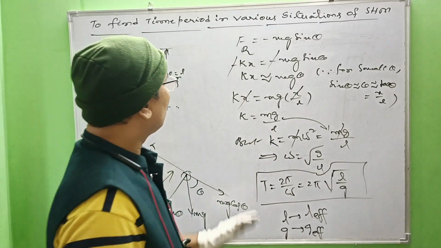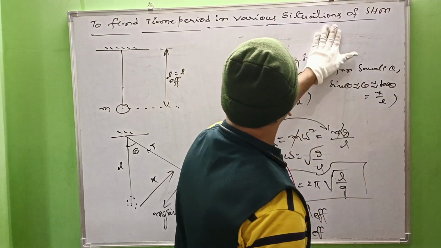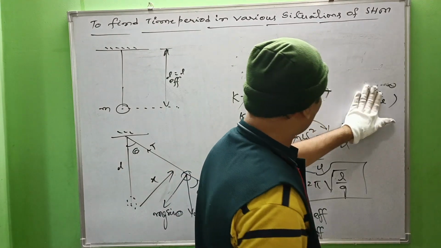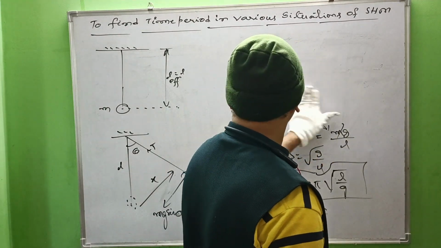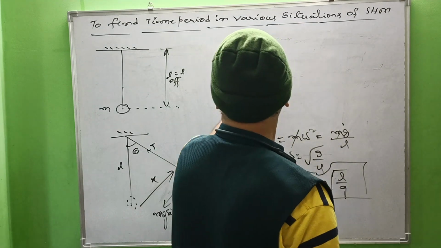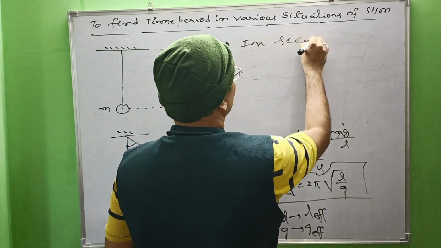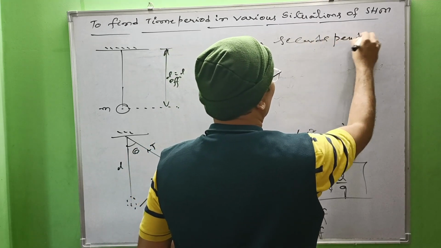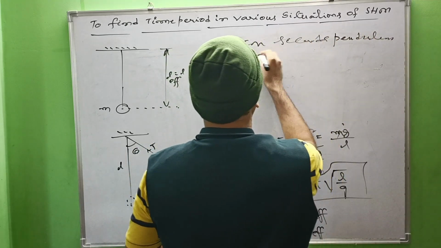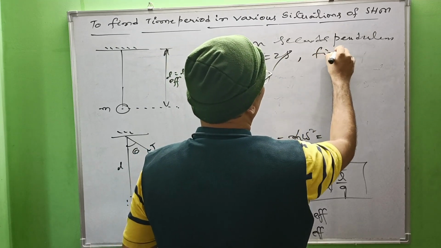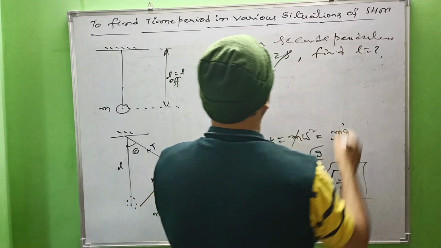Suppose in the case of a seconds pendulum, what do we mean by a seconds pendulum? It is a pendulum whose period of oscillation is equal to 2 seconds. It is said to be a seconds pendulum. So for example, in a seconds pendulum, time period equal to 2 seconds. Now find its length. What is the length of a seconds pendulum?